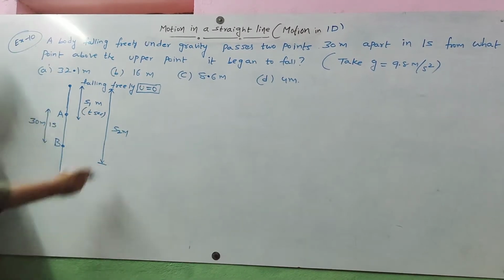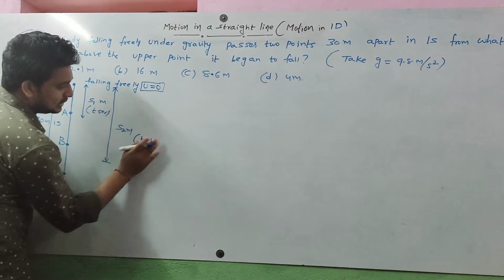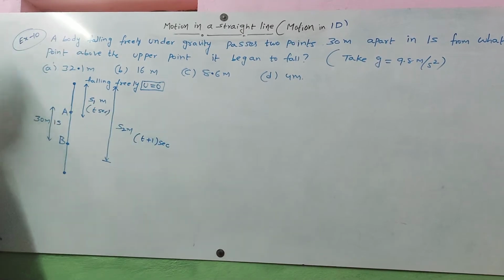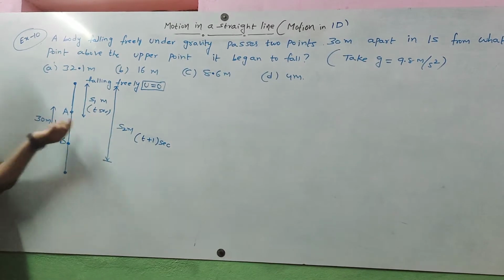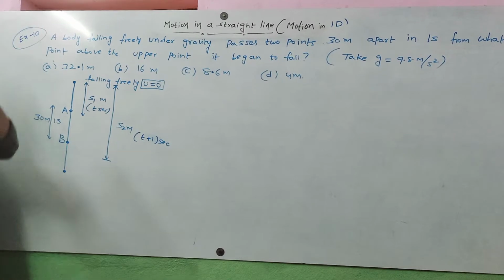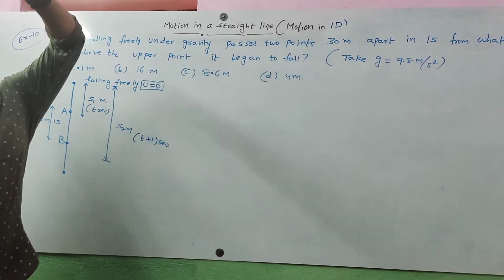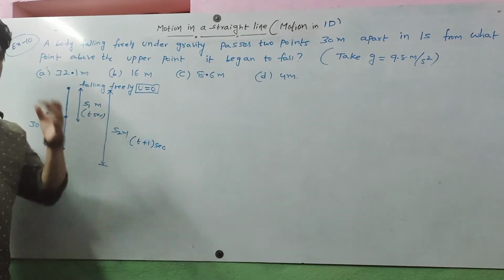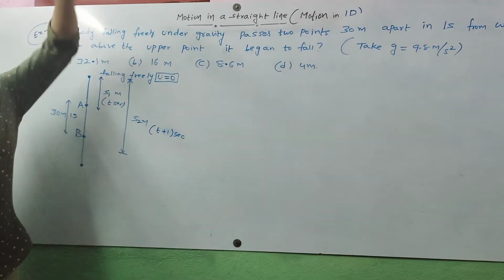This S2 meters distance is covered in T plus 1 seconds. Why do I consider T and T plus 1 seconds here? Because the difference between S1 and S2 is 30 meters and the time difference is 1 second. The body is falling freely from a certain height and covers the first point at distance S1 meters.